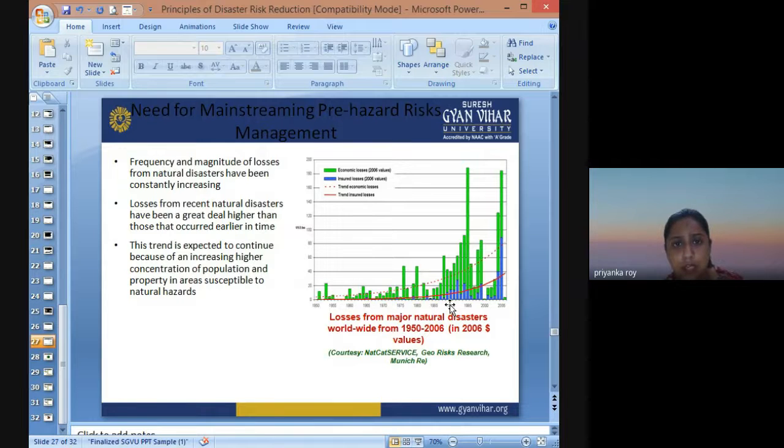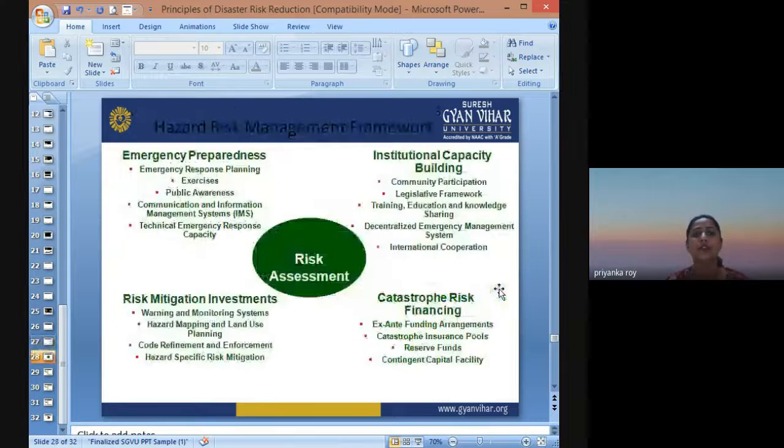So every year this concentration and economic losses are rising. If you see here, this graph is showing, from 1950 to 2015, that there is a considerable rise, and a trend of rise in economic losses that is happening due to natural disasters.